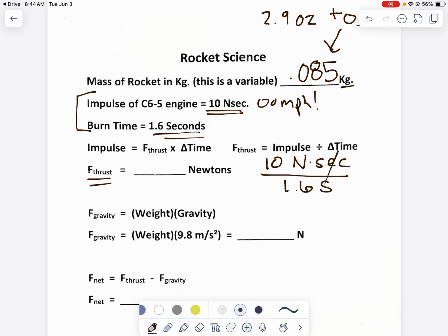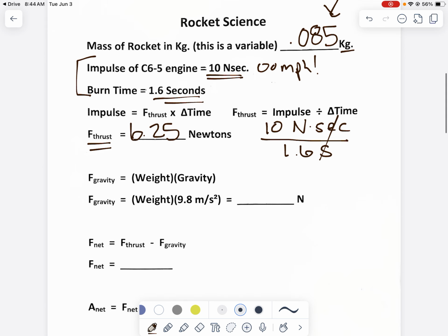Our seconds cancel out, and we get 6.25 newtons. And let's go ahead and round to the nearest hundredth for all of these. And all we're going to do is keep using these down, so just be careful.